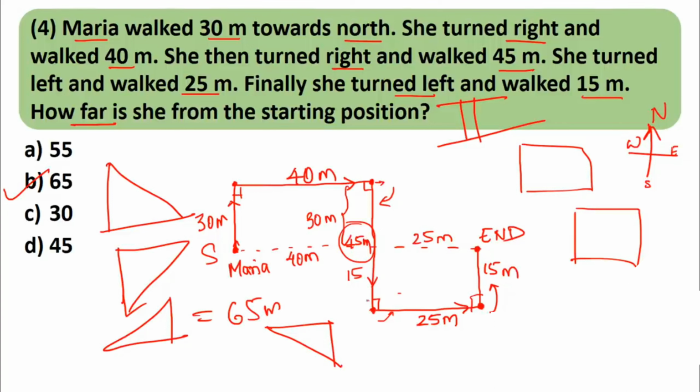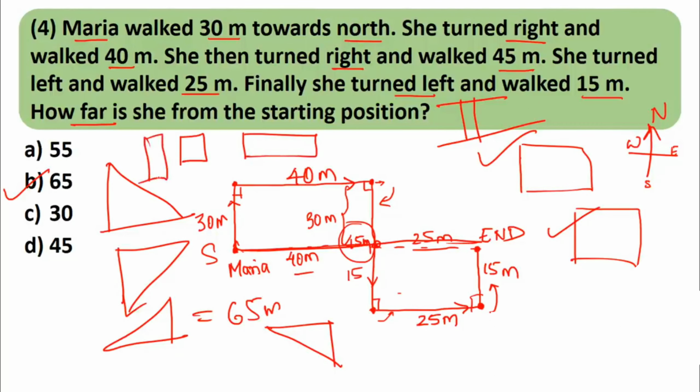When she is walking 45 meters, she first travels 30 meters, so she will come in line with this. Then she travels 15, so total 45. Again she goes 15 up, so she will come in exact line with the starting point. And the total distance between them would be 40 meters plus 25 meters. Please remember there will always be such geometrical figures, square, rectangle, or a right angle triangle, right? And these would be helpful to solve the sums.